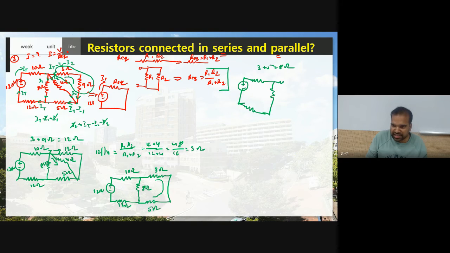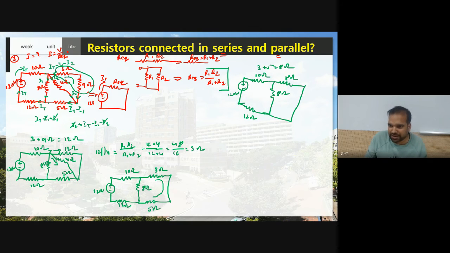Now I'm using a single resistor with the value of what? 8 ohm. So here you have what? 8 ohm, and this is what? 12 ohm resistor, and this is what? 10 ohm resistor, and this is what? 120 volt. Now see, this 8 and 8 are connected parallel.